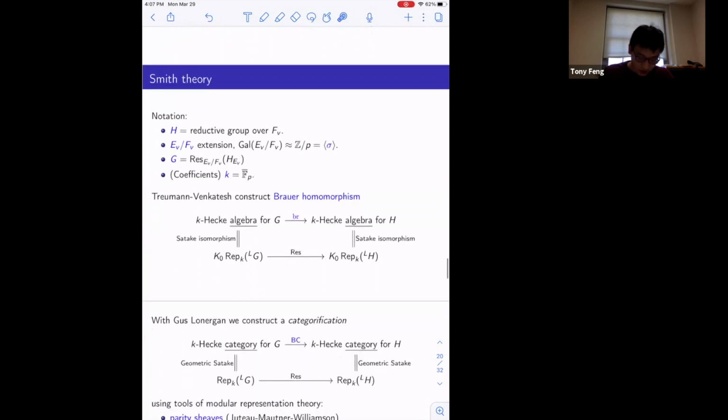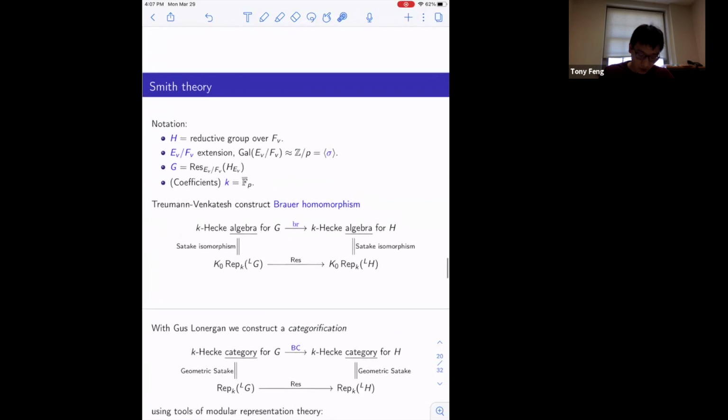Now with Gus Lonergan, we have a categorification of their Brauer homomorphism. That is a certain functor, which I call BC for base change, from the Hecke category of G to the Hecke category for H, such that under geometric Satake, it corresponds to the restriction functor on the representations of the L groups. So if you take the Grothendieck ring of this diagram, you recover this diagram.